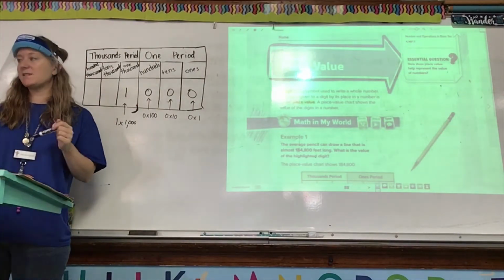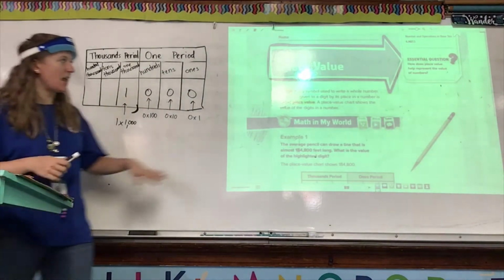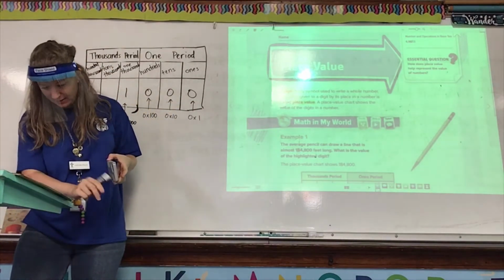Okay, so now that we've talked a little about a place value chart, we're going to be using a lot of place value charts in this chapter. Let's go ahead and look at page 11. Yes, page 11.